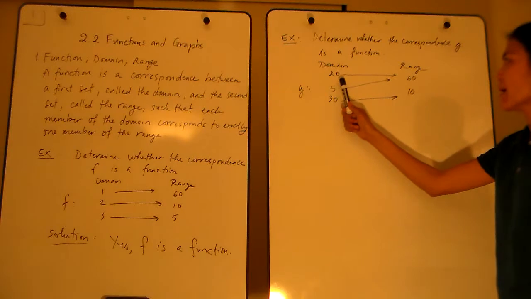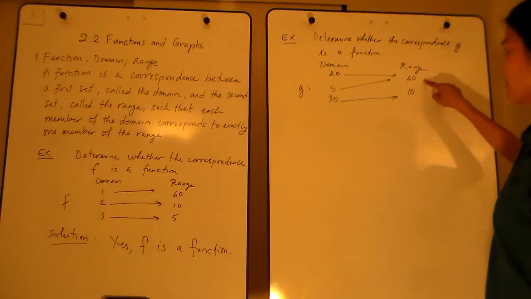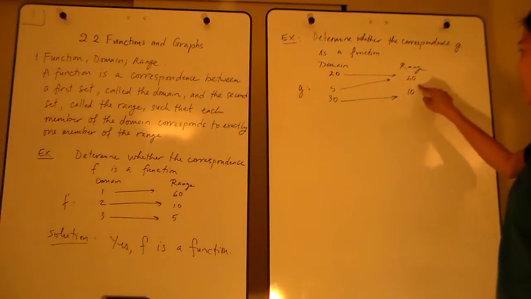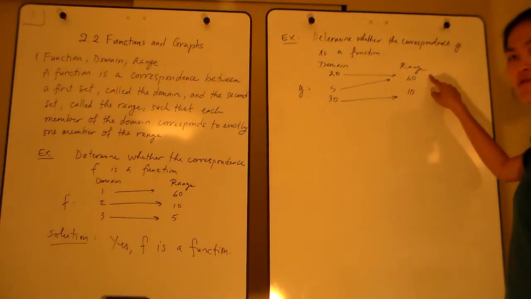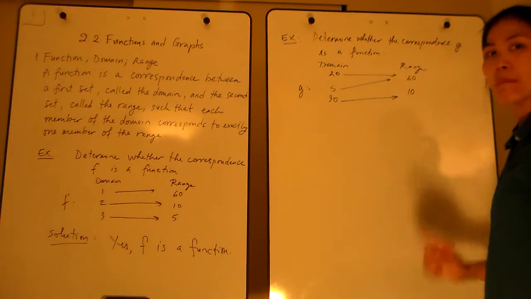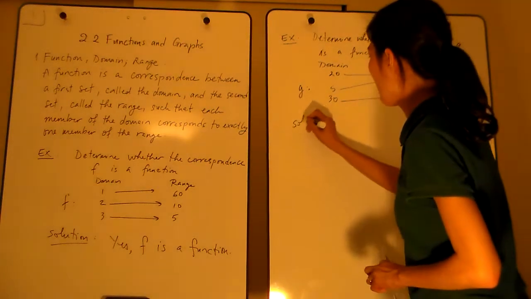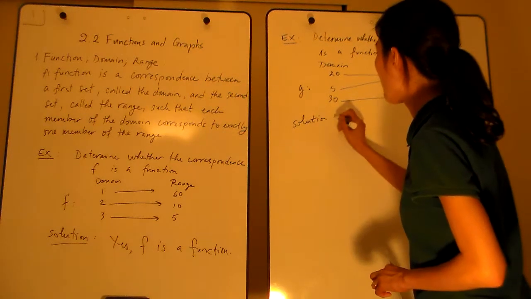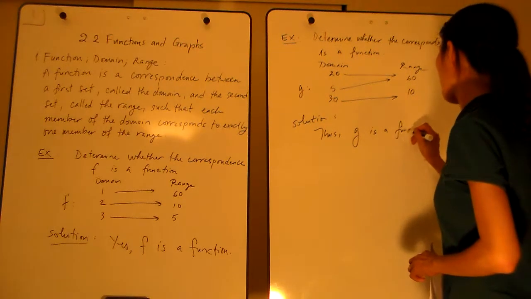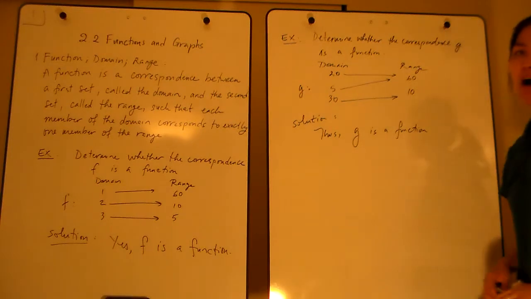So let's start with 20. How many members does it map to in the range? There's only one, which is 60. That means it's good. How about 5? It maps to 60 of the range, so only one is good. How about 30? 30 maps to 10, so only one member of the range. So yes, it's good. Thus, g is a function because each of its members matches only one member of the range.